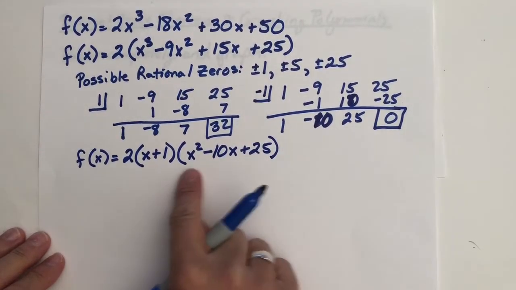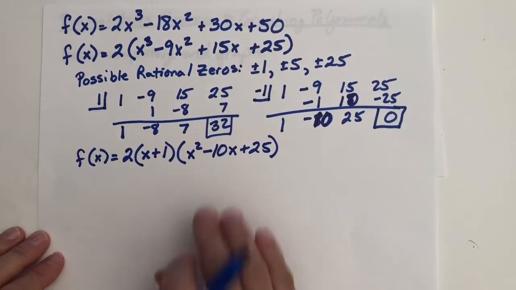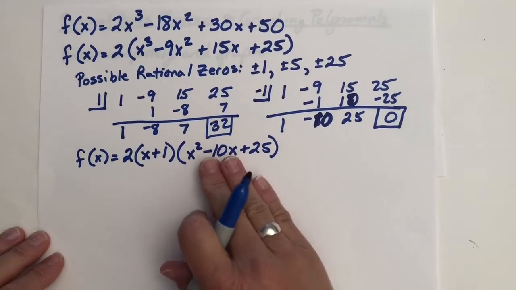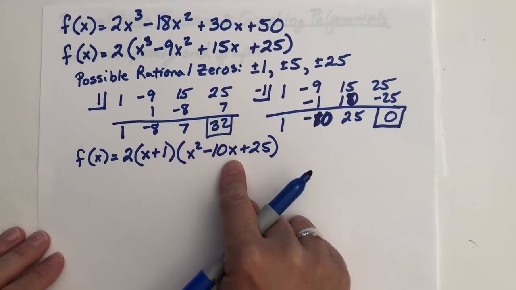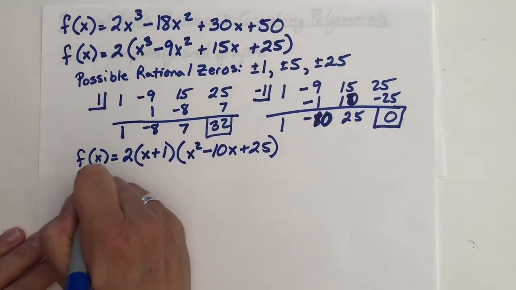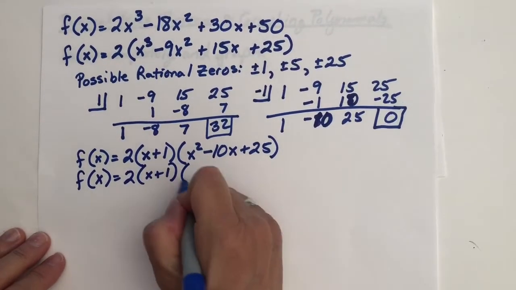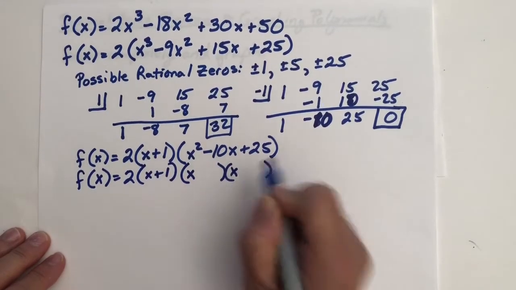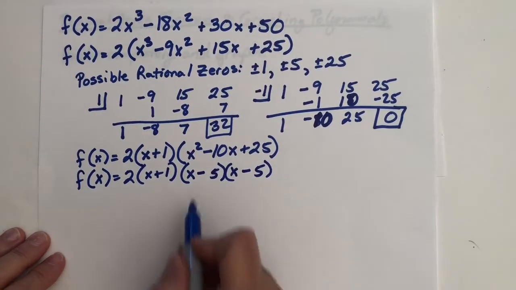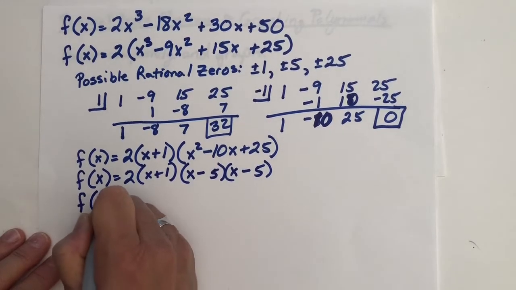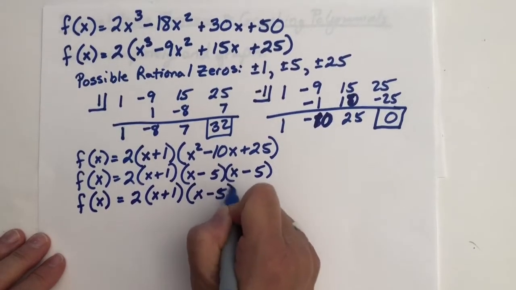And once we have this boiled down to a quadratic, we don't need to use the rational zeros theorem anymore. We can factor in our traditional way, or if it doesn't factor using our traditional strategies for factoring a trinomial, you could use synthetic division or the quadratic formula to find the zeros, and that would help you factor. But this one does factor relatively easily. I'm going to bring down my x plus 1 and my factor of 2. And this factors into x and x. Our 25 would be 5 and 5 with minuses on both. So if I rewrite this in a little bit nicer way, I'd have f of x equals 2 times x plus 1 times x minus 5 squared.